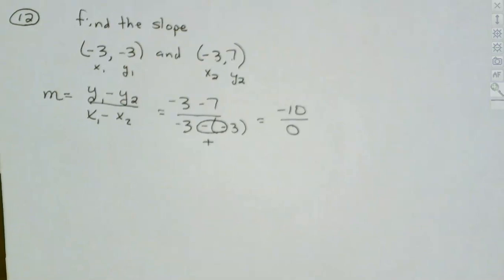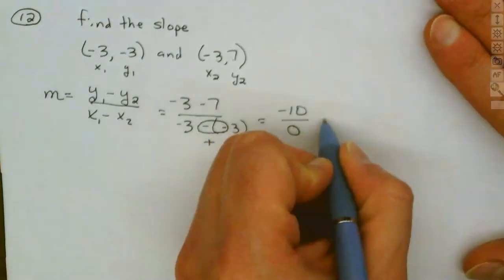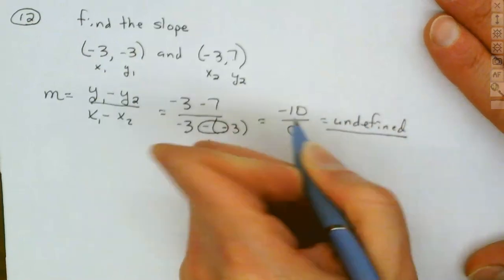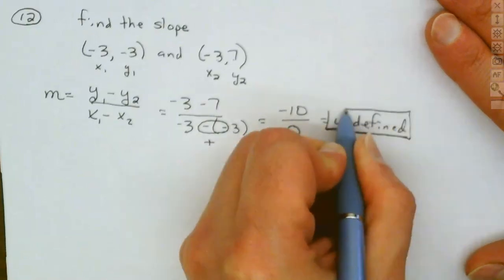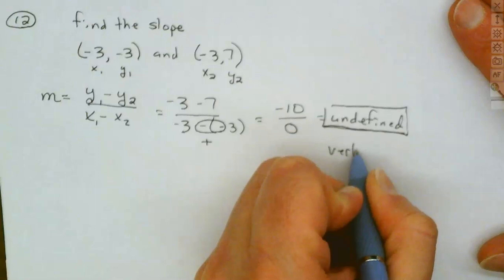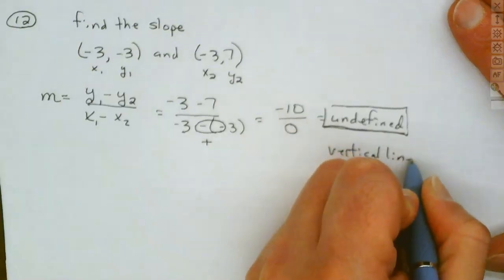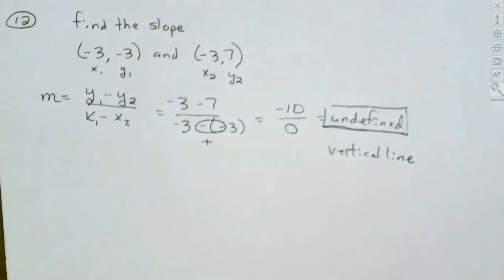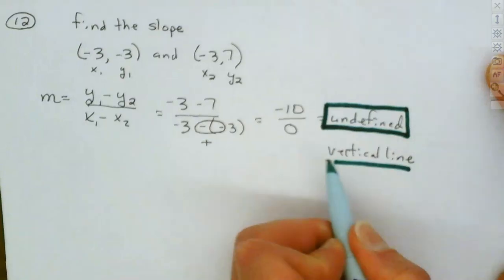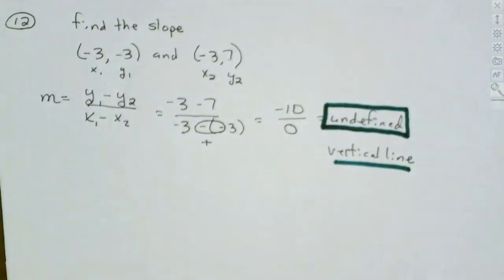Does anyone remember? It's not 0, is it? Right? 0 is in the denominator. So negative 10 divided by 0, that would be what? That would be undefined. And if it's undefined, what kind of line is it? Remember, if it's undefined, that's going to be a vertical line. Vertical lines are undefined. So it's undefined for the slope. You might also say no slope, but I usually say undefined. And the line that it's going to be when you graph it is vertical.